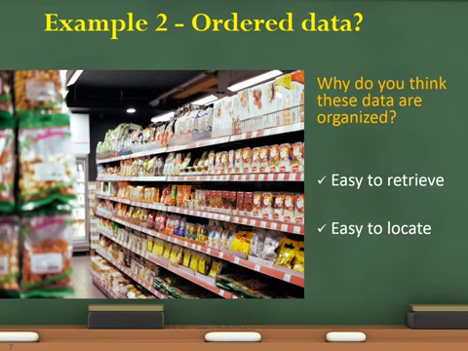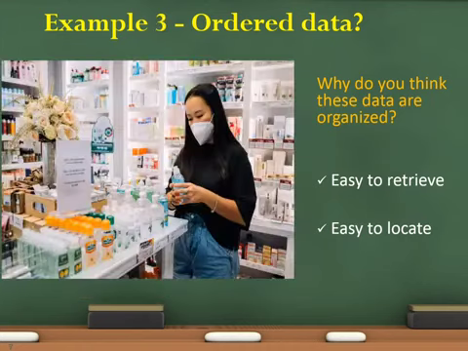When we go to a departmental store, the items will be organized in such a fashion that the customer can retrieve the items very fast. Like the masala items will be together, the snacks items will be together. It is organized in a particular fashion that it is easy for the retrieval of the customer. The third example of ordered data can be seen in a pharmacy. The medicines will be organized in such a fashion that it is easy for the pharmacist to retrieve the medicines from the shelf very efficiently.